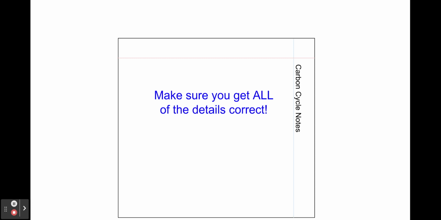And I want to show you how to hold your notebook paper for this. So you're probably on a piece of notebook paper that looks like this. You've titled the top carbon cycle notes. You've got a little bit of the law of conservation of matter at the top. And now I want you to take that notebook page and turn it 90 degrees so that you're looking at it like this, spirals on the top, and make sure you get all of the details of this diagram correct.